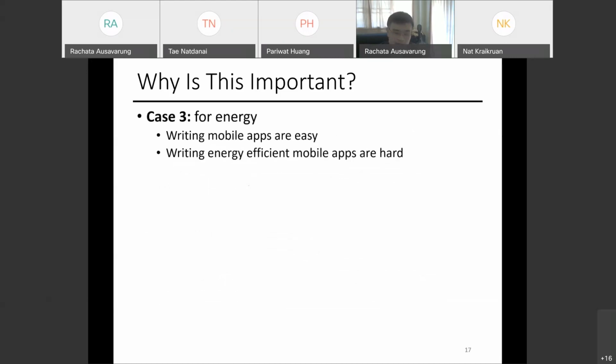Another case is energy. For example, your mobile phone. This is an obvious example. You want the battery to last for 1 day, right? So you do not have to recharge your phone once in a while, every time during the day. Writing energy efficient mobile apps is actually hard.